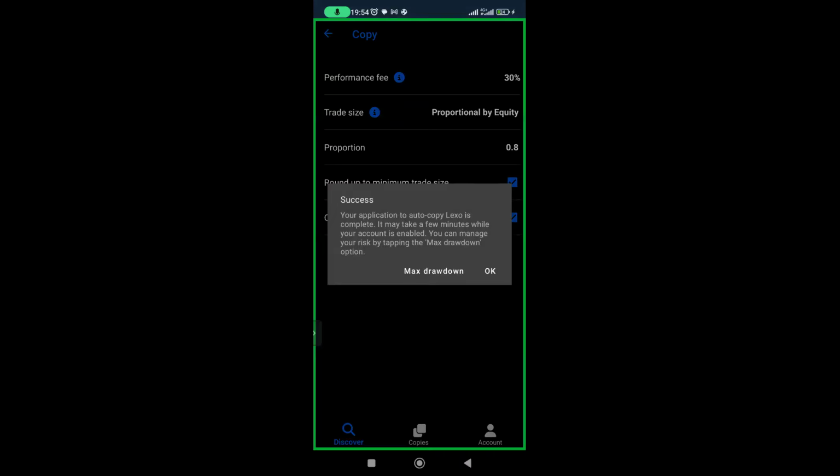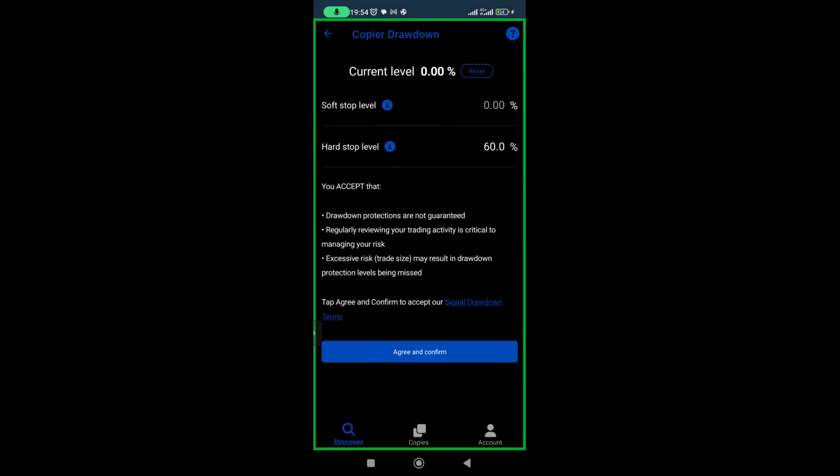the general stop loss that PU Prime has set on this account that you can set yourself, right? So if you want to set that stop loss on your account, you click on max drawdown. Once you click on max drawdown, it will take you to this interface, right? The stops, the soft stop level, and also the hard stop level, right?